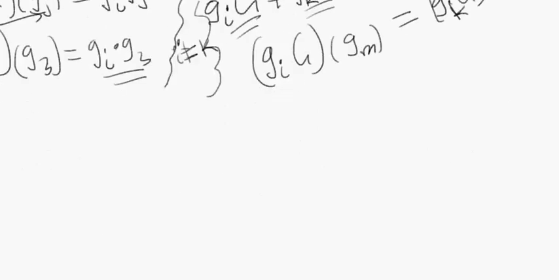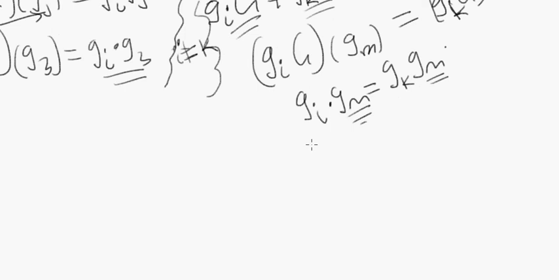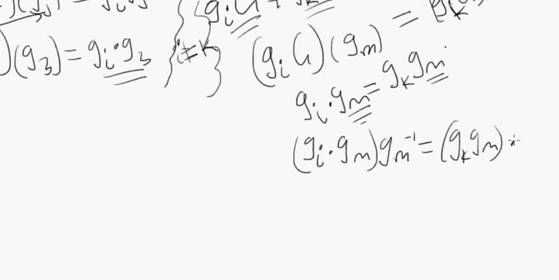Well, as we saw before, what's gig times gm? That's just gi times gm. What's gkg times gm? That's just gk times gm, right? Now gm is an element of a group, so we can multiply on the right by the inverse of gm. So now we have gi times gm multiplied by gm inverse equals gk times gm multiplied by gm inverse. This gives us that gi equals gk.